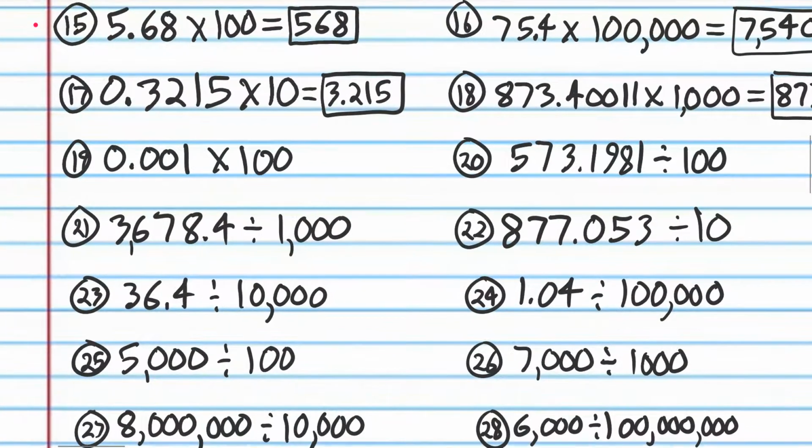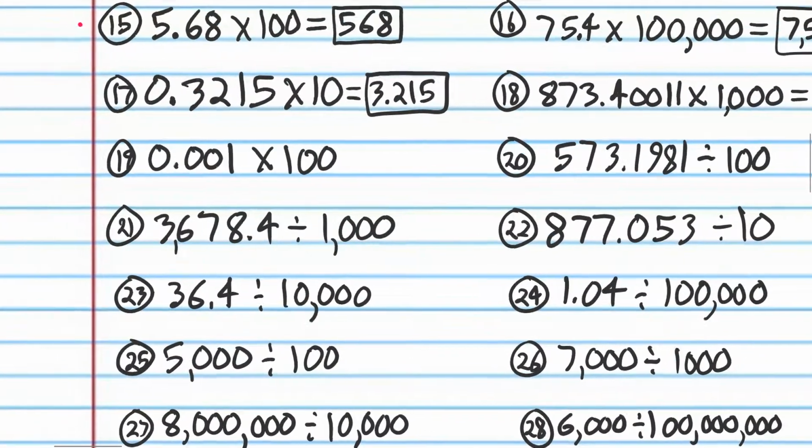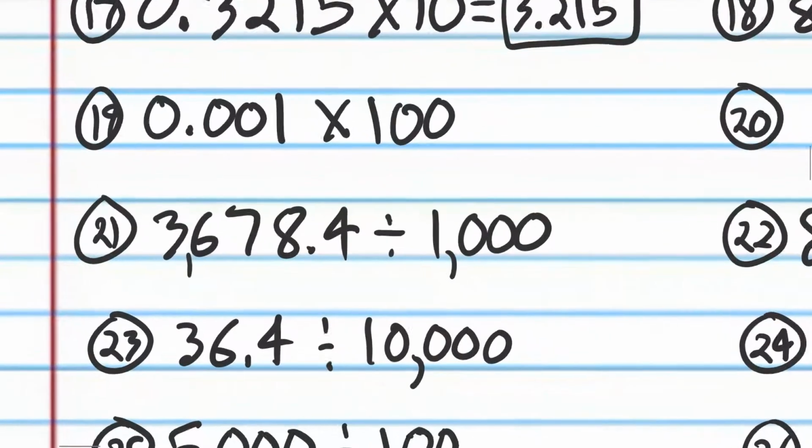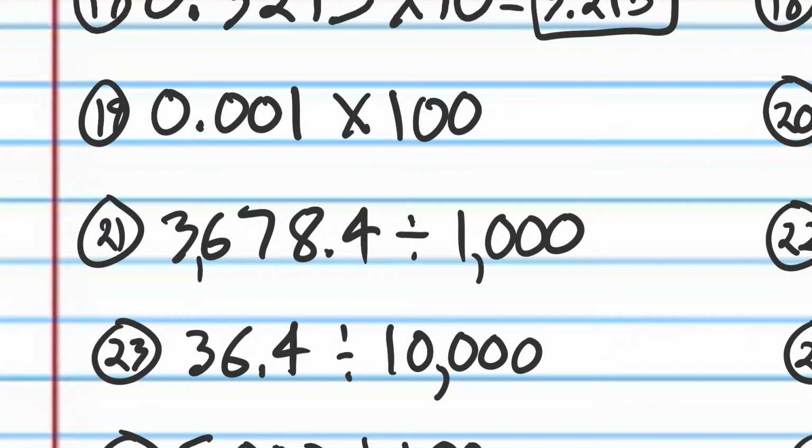So why don't you try number 19, and when you come back, we'll do it together. All right, we're back. So we're going to move that decimal 2 places because there are 2 zeros in the power of 10. And we get 0.1. And remember, this 0 is just written so the decimal doesn't look like a speck of dirt.